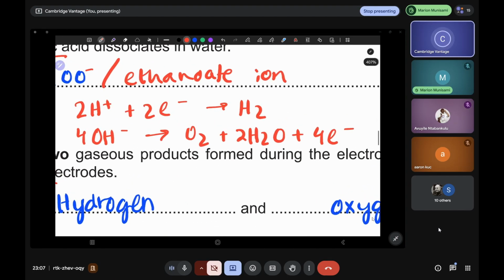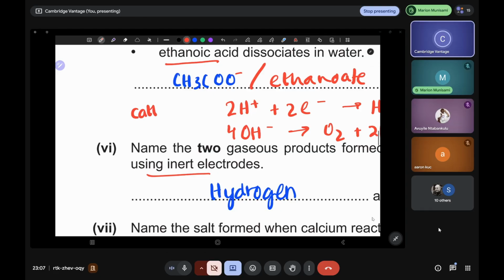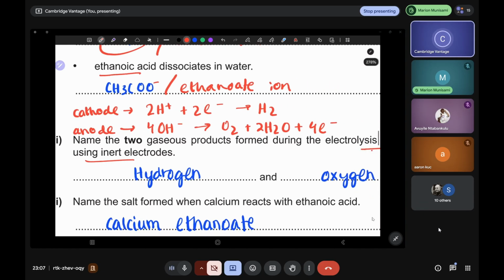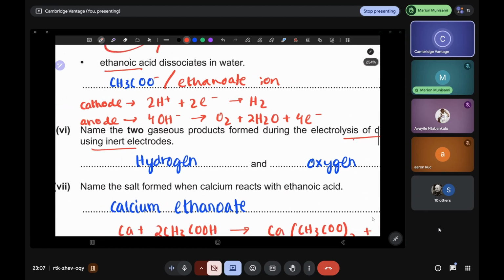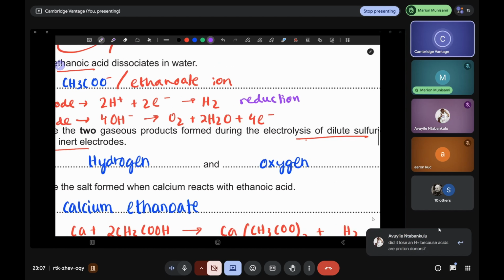So I've written down the two half equations that we have. This is the cathode equation, and this is the anode equation. So 2H+ + 2e- forms hydrogen, and the anode equation: 4OH- turns into O2 + 2H2O + 4e-. The cathode equation, in case anyone's wondering, is reduction. The anode equation, in case anyone's wondering, is oxidation.